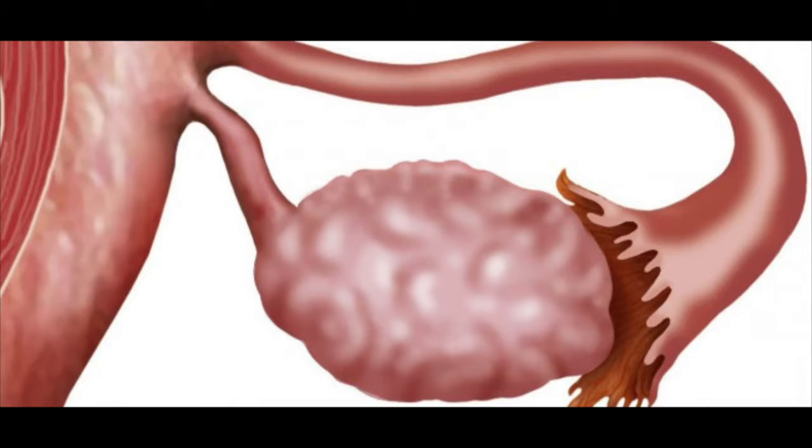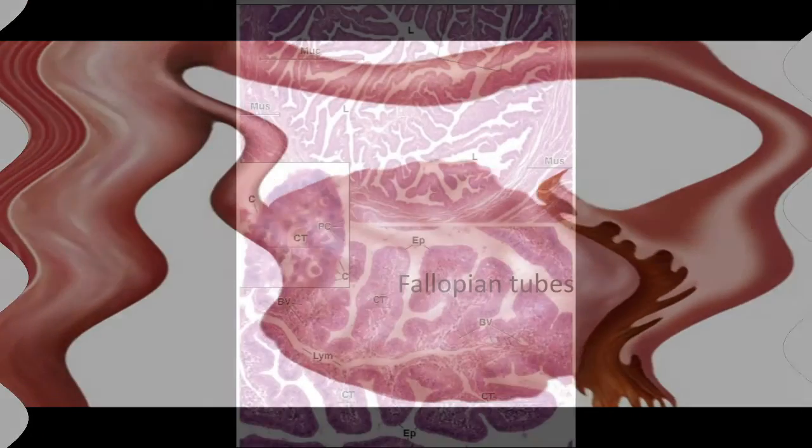and a cortex in the periphery containing a large number of ovarian follicles that provide a microenvironment for oocyte development. The surface of the ovary is covered by the germinative epithelium, which is a simple cuboidal epithelium that is on a dense connective tissue layer called tunica albuginea.